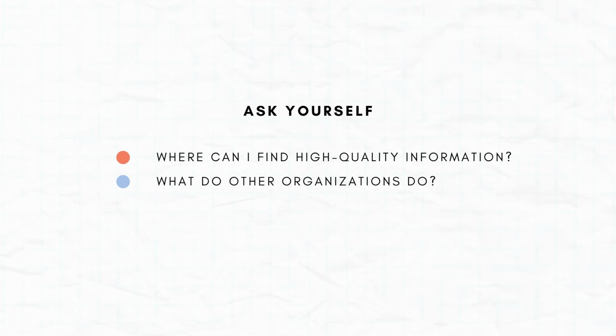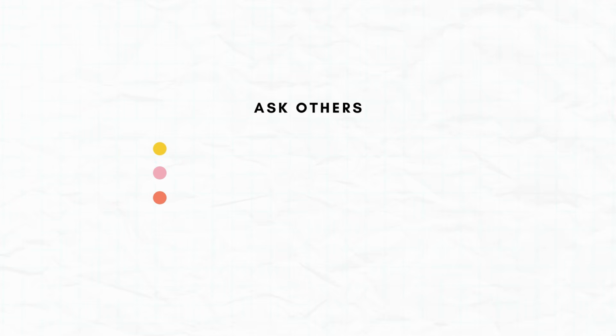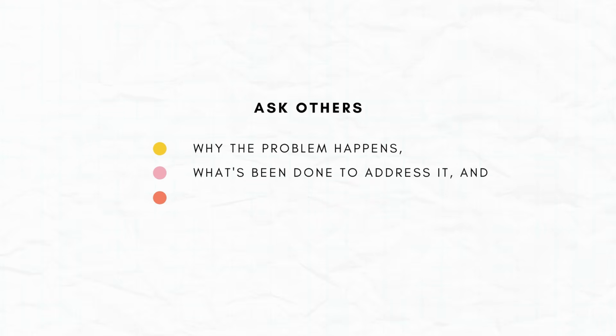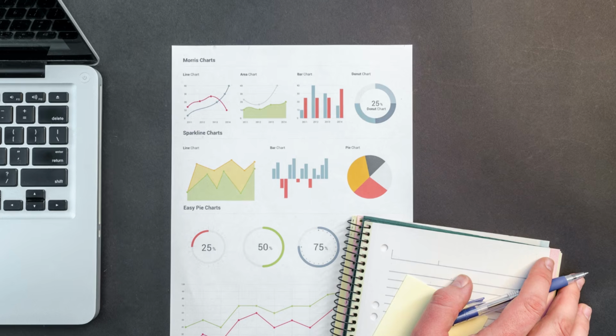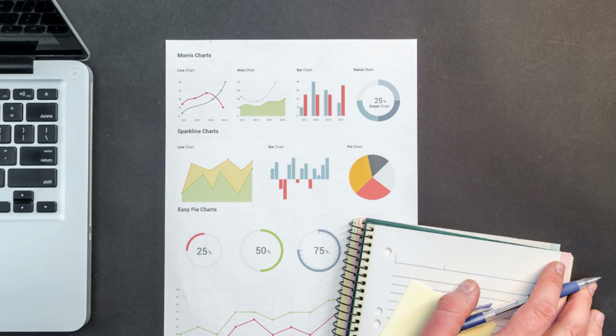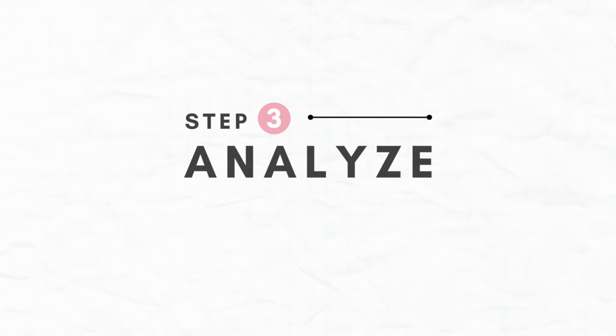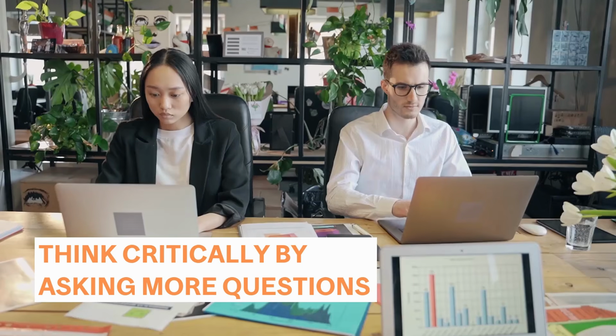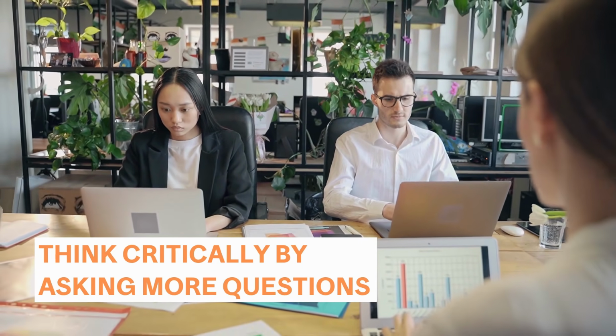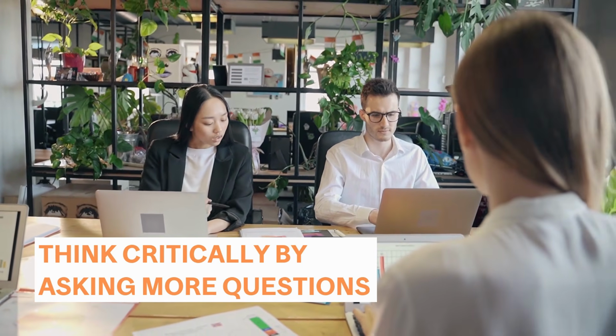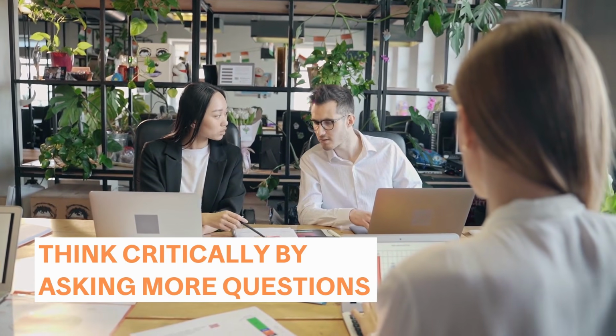When it comes to asking people about the problem, you might want to ask why the problem happens, what's been done to address it in the past, and what can be done better. With enough high-quality information, you're ready for step 3, analyze. To analyze is to put together new information in a way that gets you closer to a solution. It's important to be critical at this stage and continue to ask more questions.